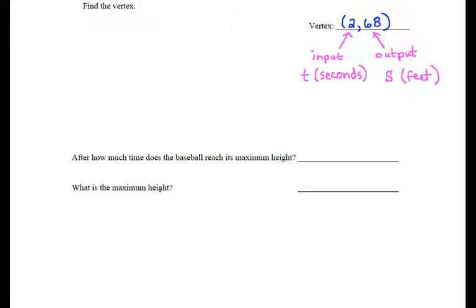I need to do this in order to answer a question like this one. After how much time does the baseball reach its maximum height? This is referring to the maximum, and that's our clue that the vertex is going to be our answer. But the vertex has two coordinates. I look at this: after how much time. Really, it's the input that measures time, so I know that that 2 measured in seconds is going to answer this. So I would say 2 seconds. And what is the maximum height? Well, the output is the height, so I want to use the output value from this vertex to answer this, and my height is measured in feet, so I'm going to say 68 feet.